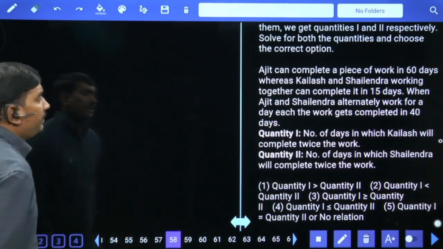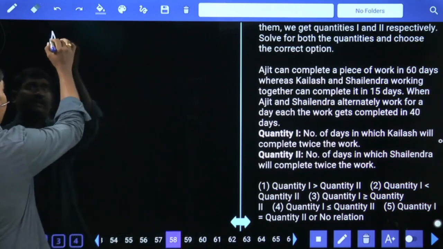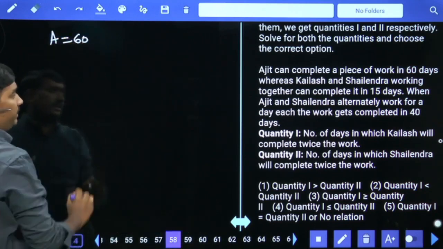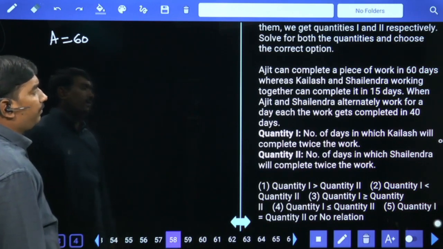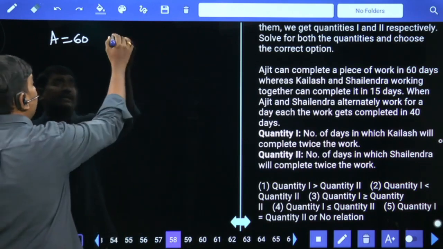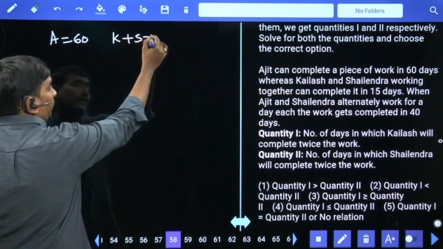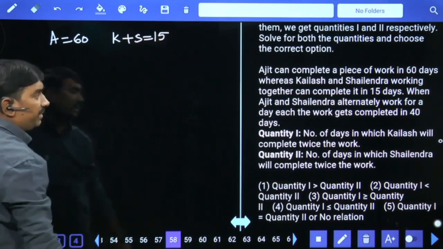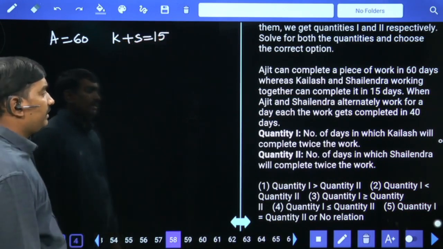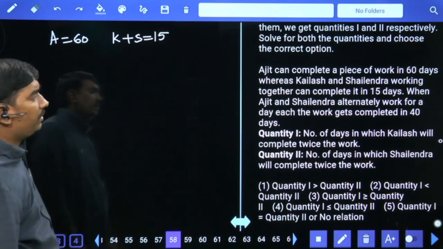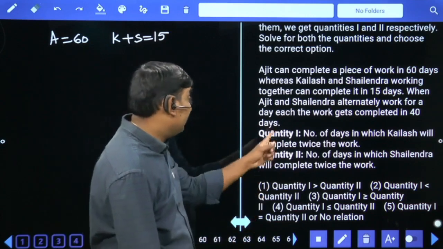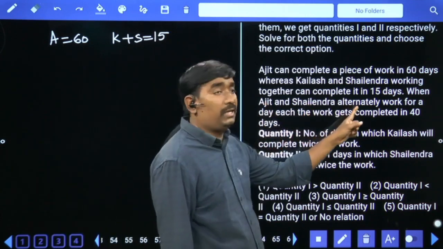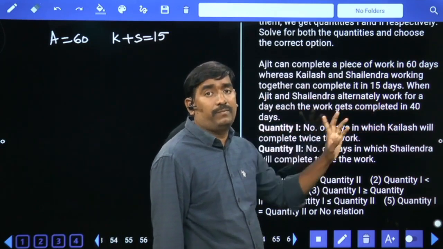Ajit can complete a piece of work in 60 days, whereas Kailas and Shailendra working together can complete it in 15 days. When Ajit and Shailendra work alternately, each working for a day, the work gets completed in 40 days.